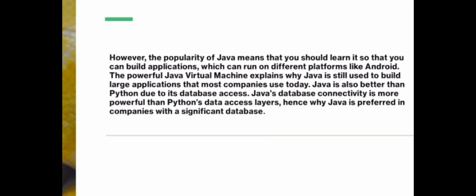The powerful Java virtual machine explains why Java is still used to build large applications that most companies use today. Java is also better than Python due to its database access. Java's database connectivity is more powerful than Python's data access layers, hence why Java is preferred in companies with a significant database.